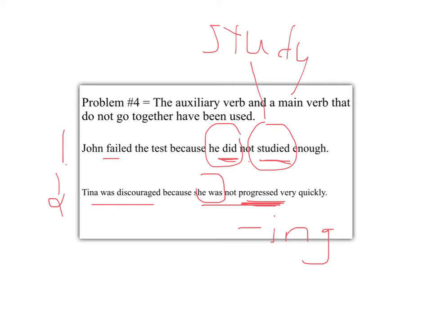If we wanted to keep the main verb as progressed, then we could change the auxiliary to had to make it past perfect. She had not progressed very quickly. There are 2 possibilities to correct this sentence.